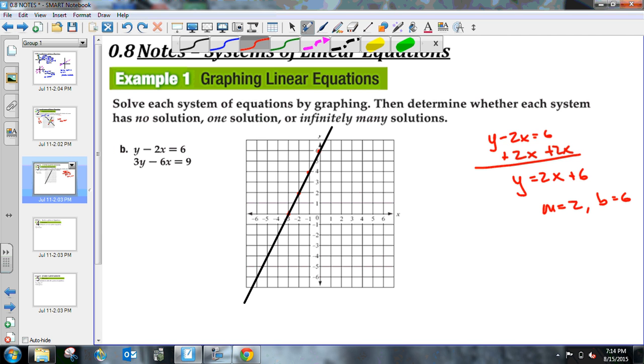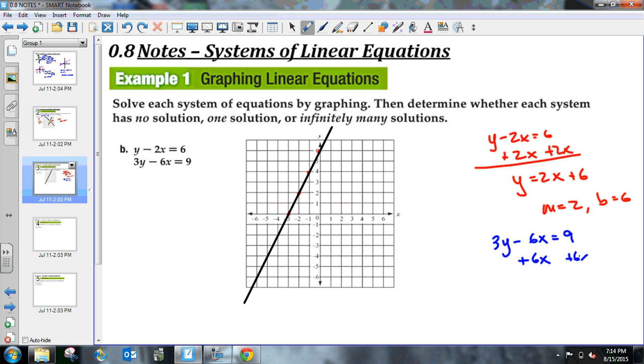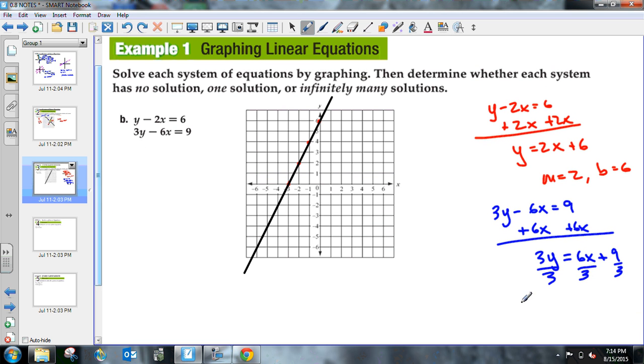And let me do the other equation. Okay, now the other equation was 3y minus 6x is equal to 9. Okay, I'm going to add 6x to both sides. And so then I get 3y is equal to 6x plus 9. I'm going to divide by 3, and divide by 3. Got to divide everything by 3, folks. All right, so then I get y is equal to 2x plus 3.